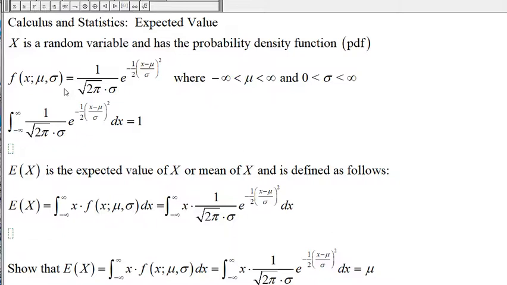In an earlier video, we have shown that the integral from negative infinity to positive infinity, where the integrand is the normal density function, is equal to 1. And again, mu is just a real number. Sigma is just a positive real number.